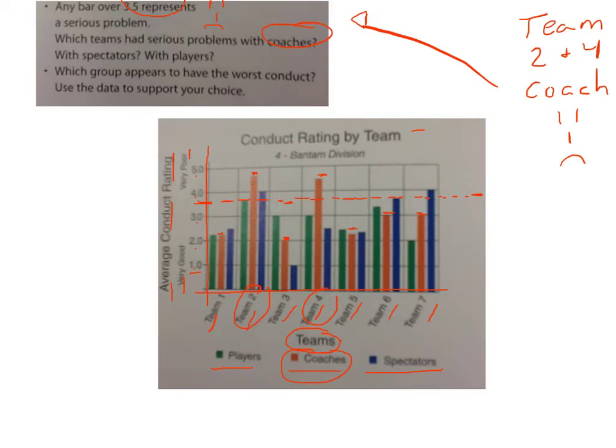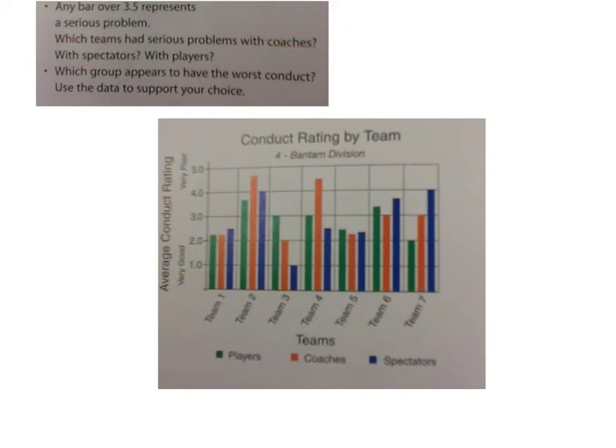And now for the next one we look at in the question, they said, what about the spectators? Which teams have a problem with their spectators? And so looking at spectators, conduct rating by team, and we look down at the teams again, and this time spectators is in blue. So now we look at each team. Remember 3.5, that line right here, about in the middle between the 3 and the 4, so right there. Which one of the blue bars go up past 3.5?